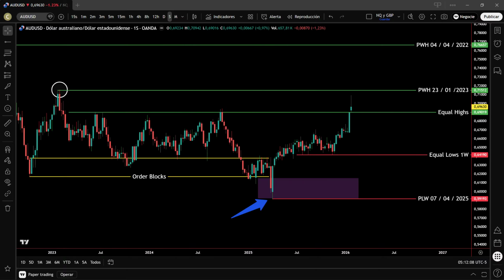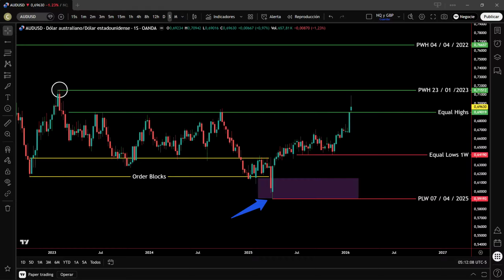As we dive deeper into the price action of Australian dollar to US dollar, we observe an impeccable technical validation. Notice how the blue arrow highlights the sharp rejection after sweeping liquidity below the PLW at 0.591. This institutional manipulation move captured sell stops before aggressively driving the price higher. Currently, the market has reclaimed the order block zone shaded in yellow and is challenging the equal highs at 0.690.